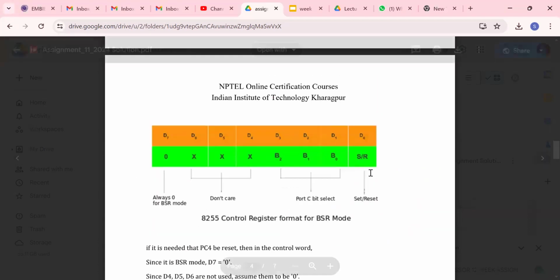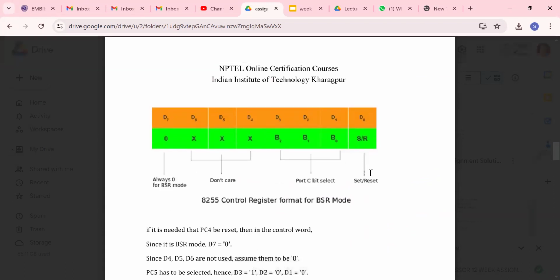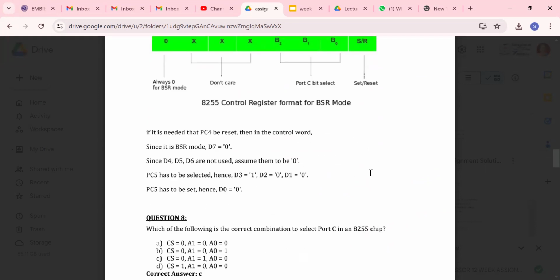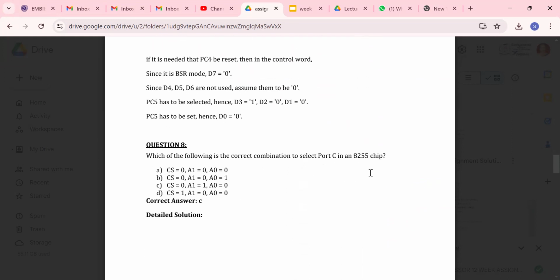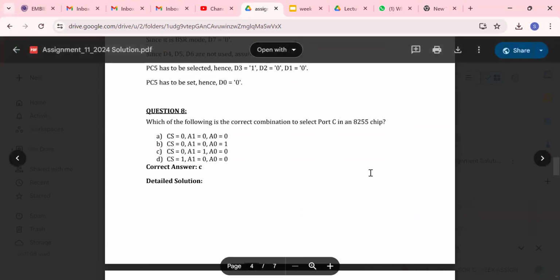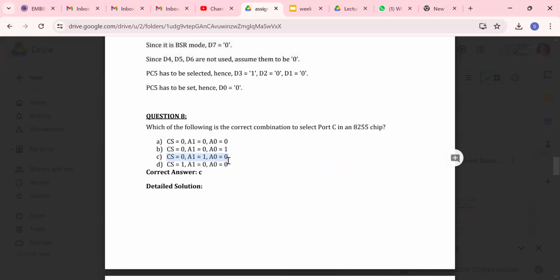So I think here itself they have given. So that's why I didn't give any separate PPT for this particular thing. So you may refer to this, don't care, port C and reset mode. Which of the following is the correct combination to select port C? So port C, you have to understand CS not, 110.